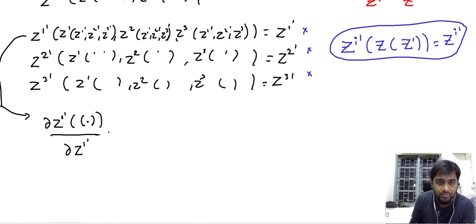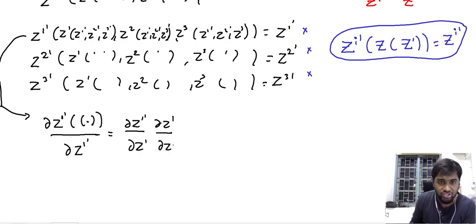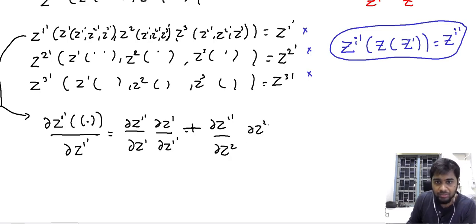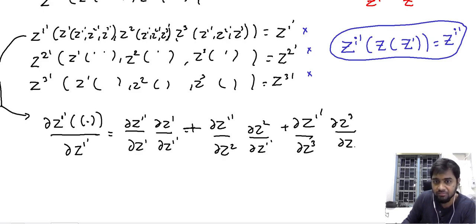Now this partial derivative can be written as z1 prime with respect to z1. So what we are doing is extending the chain rule here, plus rather z1 prime with respect to z2 and z2 with respect to z1 prime. In the same way, z2 is a function of z1 prime, 2 prime and 3 prime, and therefore we are considering the partial derivative of z2 with respect to z1 prime. In the same way, z1 prime with respect to z3 and z3 with respect to z1 prime.